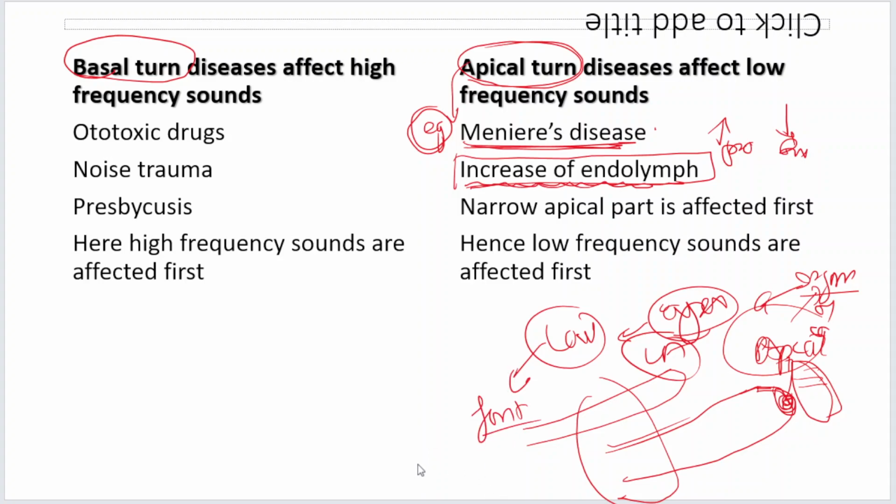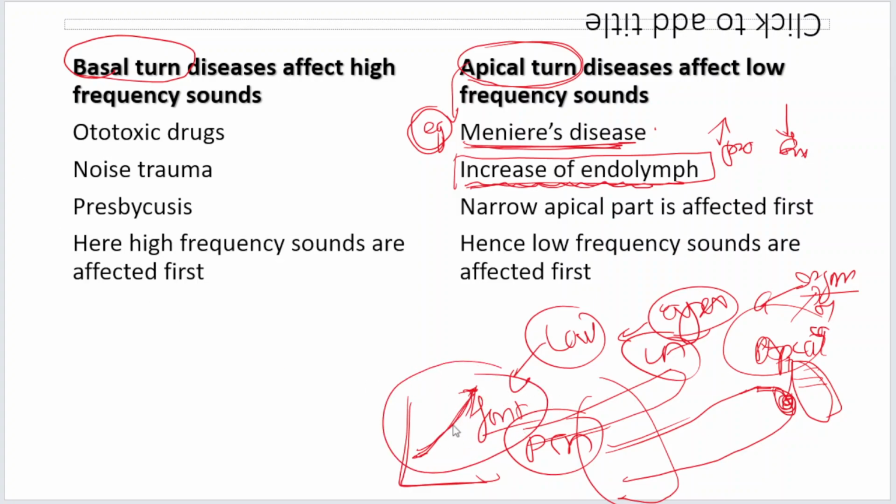This we can find out by doing a PTA, pure tone audiogram. Low frequency sounds will get affected. High frequency sounds will be fine. So you'll have an upsloping type of pure tone audiogram. When we talk about the pure tone audiogram, we'll come to this, but I'm trying to give you a broader picture.